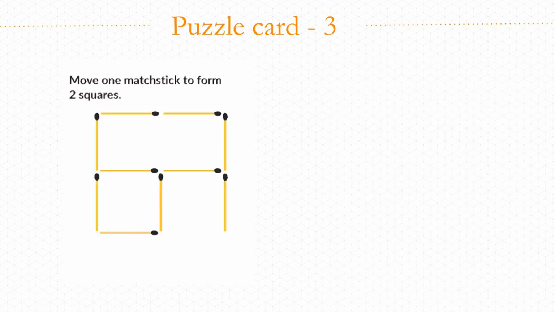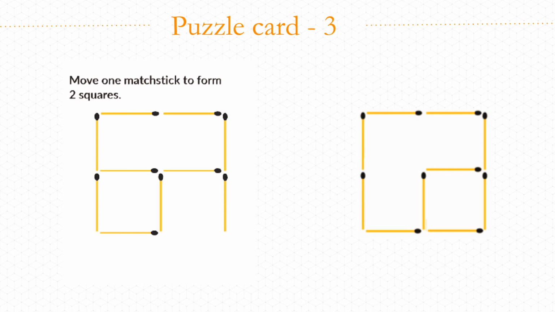The third puzzle can be solved in many ways. This is one way to solve this puzzle. Why don't you try another method? Children see that there can be multiple ways to approach the same problem.